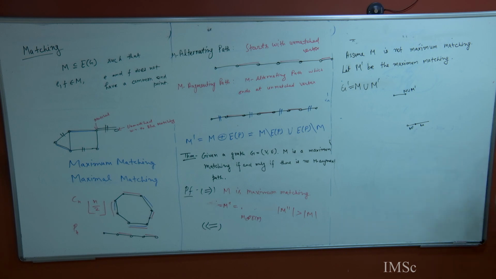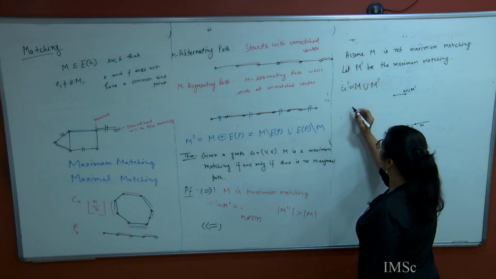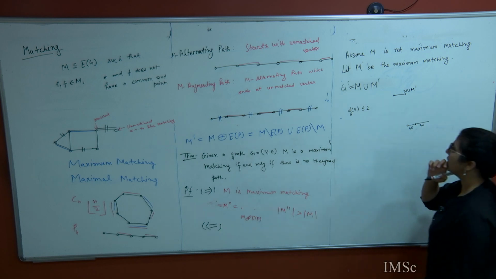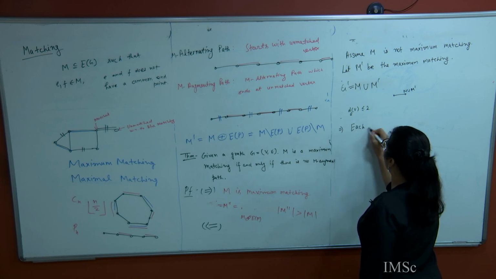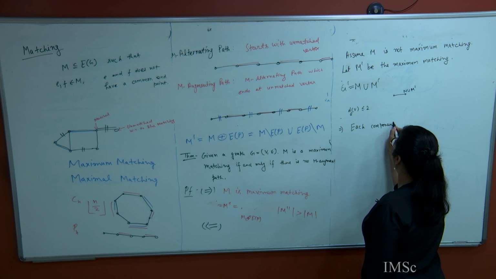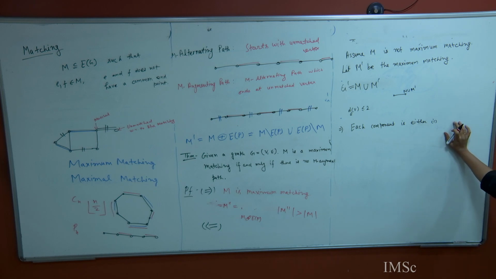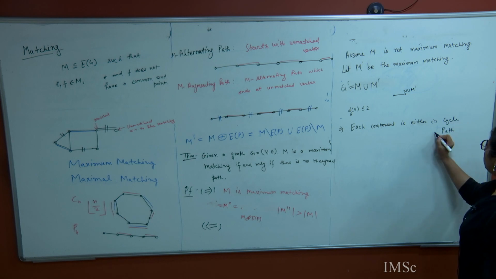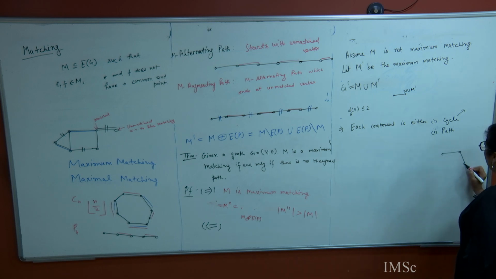Every component is either a cycle or a path. Exactly. If you know that the degree of each vertex is at most 2 in G prime, then each component is either a cycle or a path. Okay. So what kind of cycle can I have?